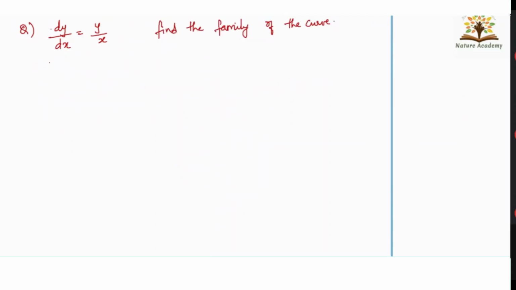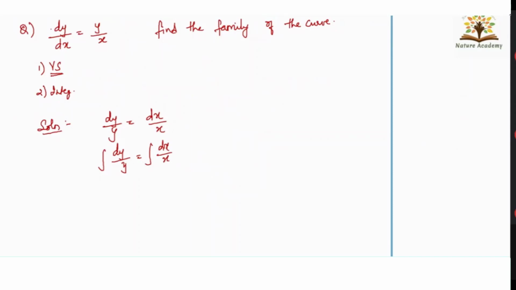So the first step is to do variable separable. Then the second step is integrate. Then you will get the answer after that. Okay, I am also doing it. First variable separable: dy by y equal to dx by x. Integrate both sides: integral dy by y equal to integral dx by x. I'm going very slow. I'm waiting for the answer.